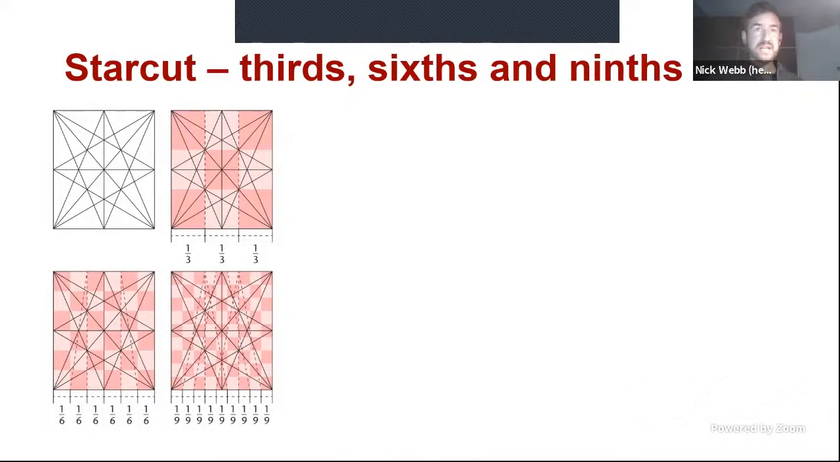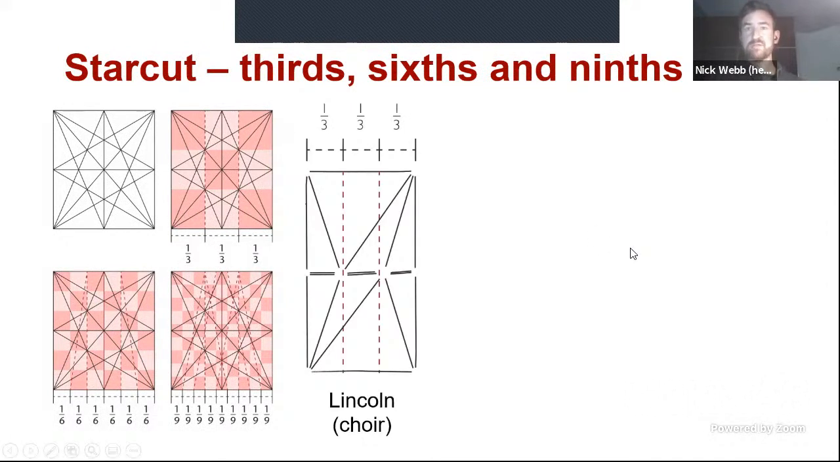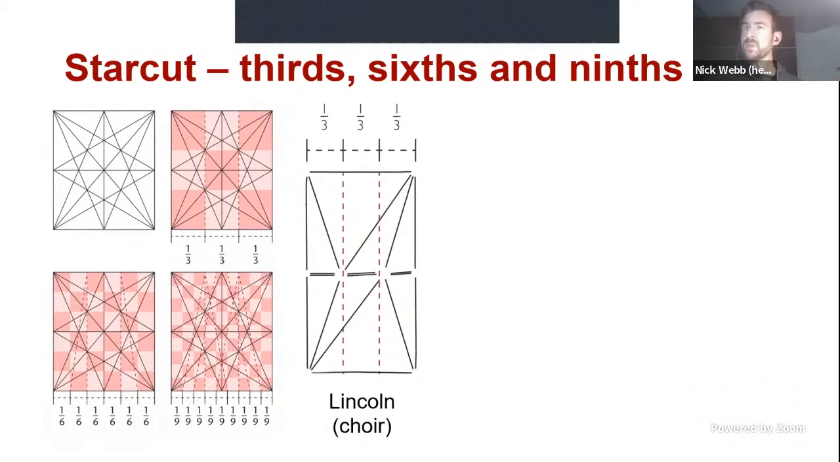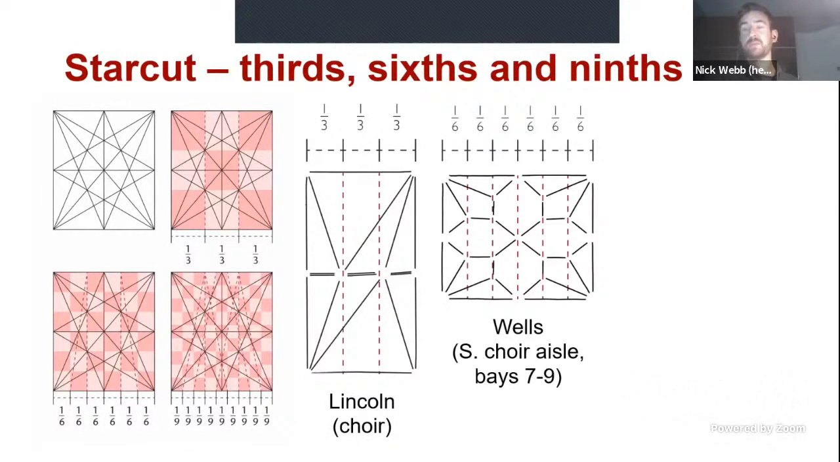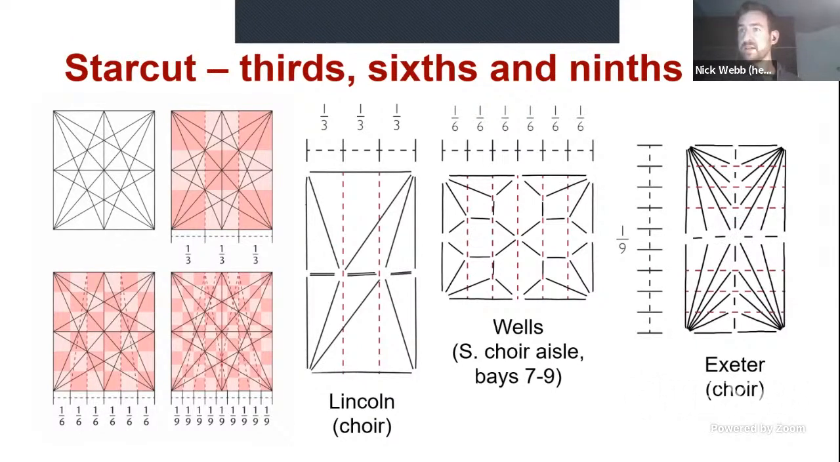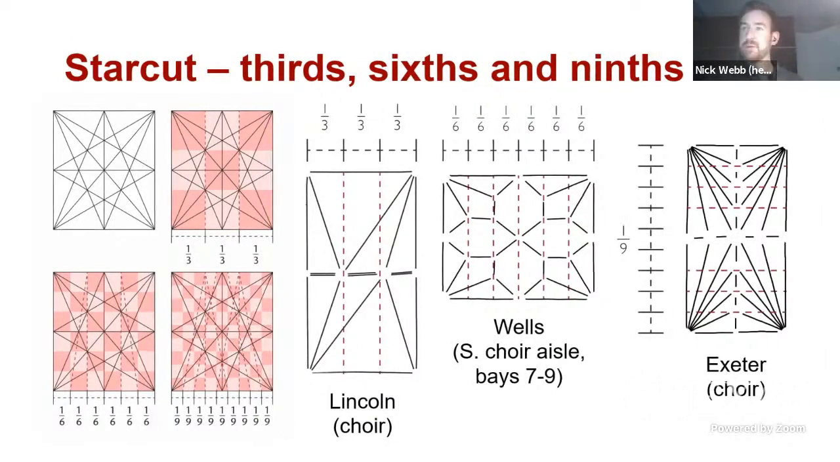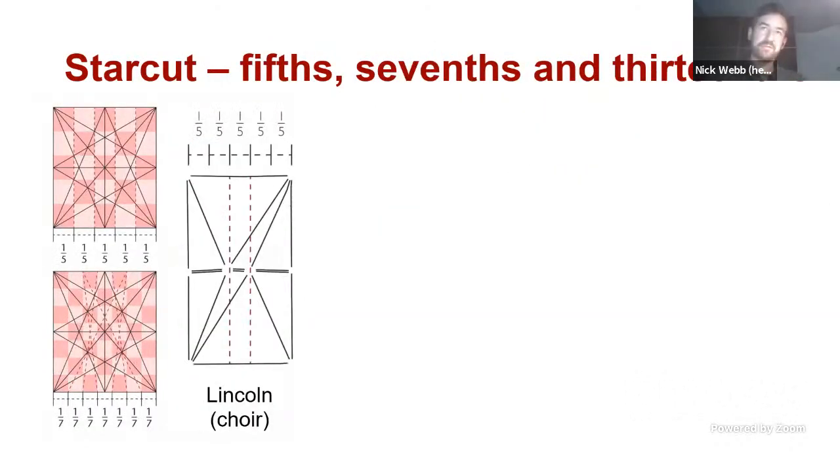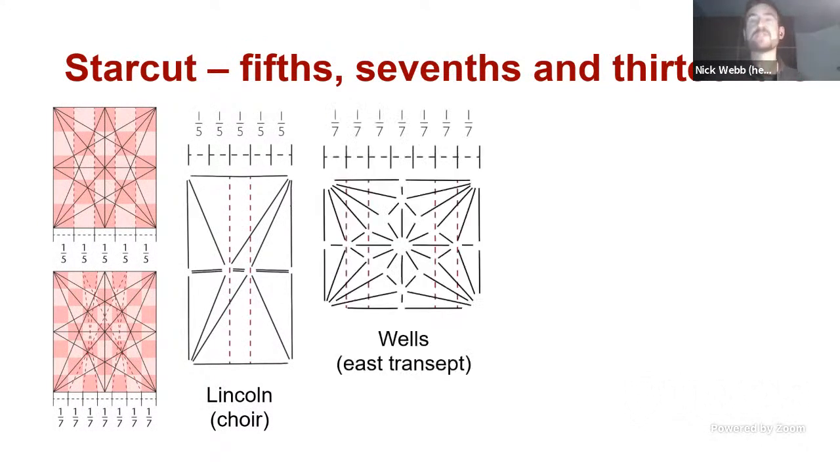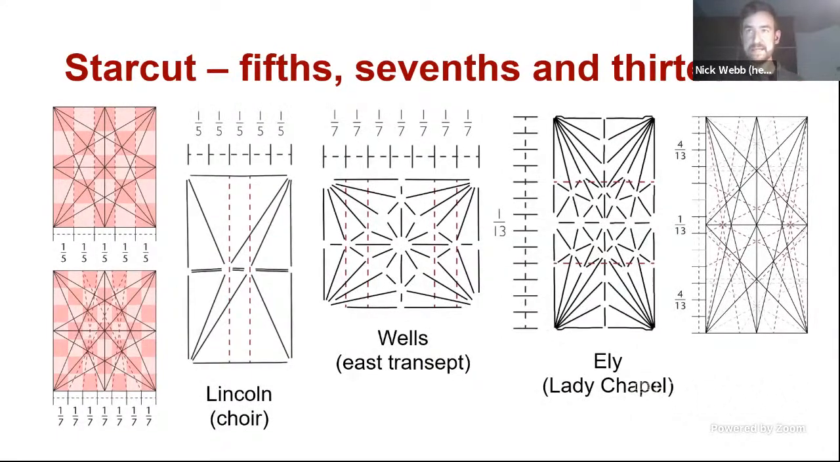So at our sites of investigation, we found thirds, for example, the choir at Lincoln. We found sixths, for example, the South Choir Aisle, well, all the choir aisles, in fact, at Wells Cathedral. We find ninths at the case I'm talking to you about now at Lincoln. We found fifths at Exeter. We found fifths again at Lincoln. We found sevenths at Wells. And the largest number we found is 13ths at Ely. We still don't quite understand why we'd use 13ths as a dimension or a proportioning system, but that's what it appears to be based on our findings.